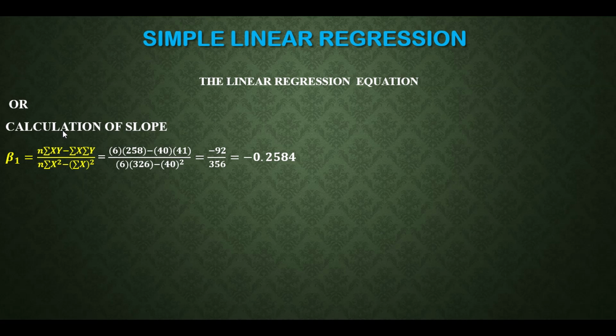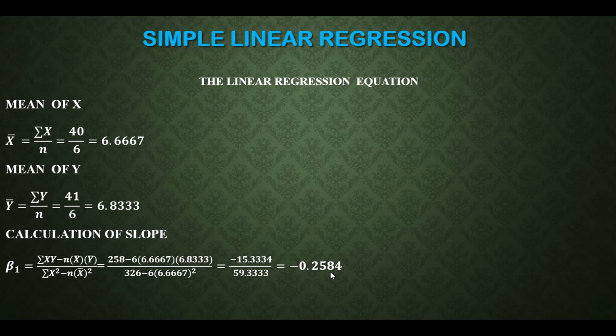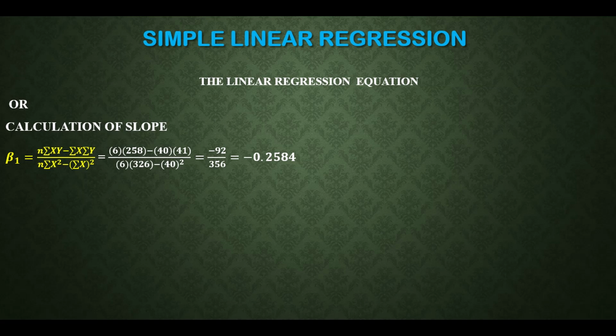Now, to calculate the slope again, we use the second formula: n summation xy minus summation x summation y, all over n summation x square minus summation x all squared. Then we put in all the values from the table as shown previously, and it gives us minus 92 all over 256, giving us minus 0.2584, like the initial formula that we applied. So either of these two formulas can be applied to solve for the regression slope.